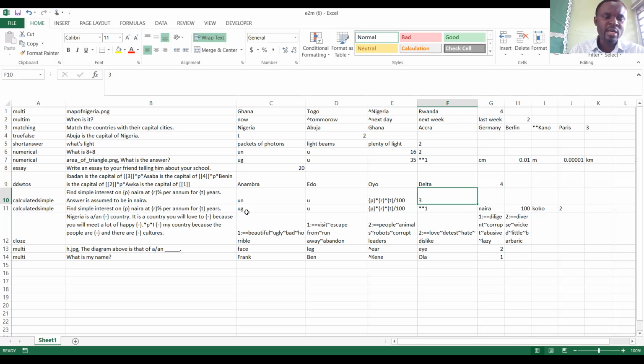So UG there stands for unit graded. The U to be used by the system. The formula, I don't have to repeat that. That's the formula to compute the simple interest on a given amount. Now look at the sixth column, the F column there for row 11. You find a pair of asterisks followed by what? 1. That means that whatever answer is computed here is multiplied by 1.